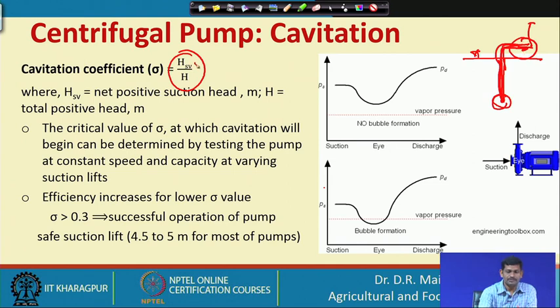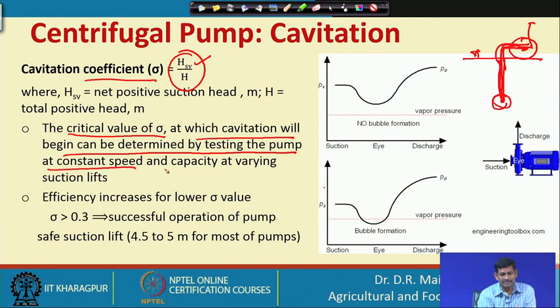The net positive suction head divided by the total head is the cavitation coefficient. The critical value of the cavitation coefficient, at which cavitation will begin, can be determined by testing the pump at constant speed and capacity at varying suction lifts. So, maintain the constant speed at varying suction lifts.